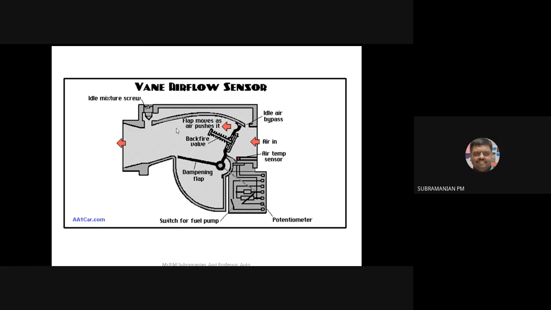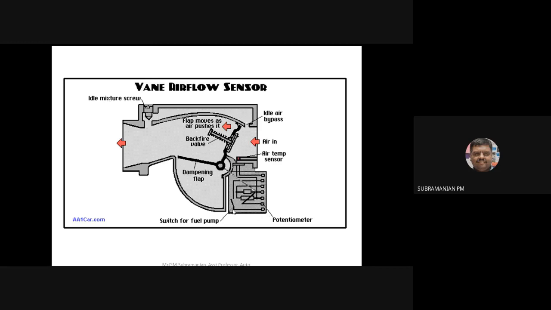And here you can see there is an idle screw. The idle screw is for idling. What you will be doing, no? You have to enrich the mixture. So there is a bypass circuit. Depending upon the movement of the screw, whether I move it clockwise or anti-clockwise, I can change the air-fuel mixture. That is, it can be richer or it can be leaner. For idling, I will be making the arrangement richer. Okay, this idling screw is operated manually.